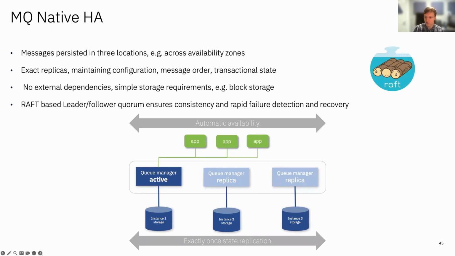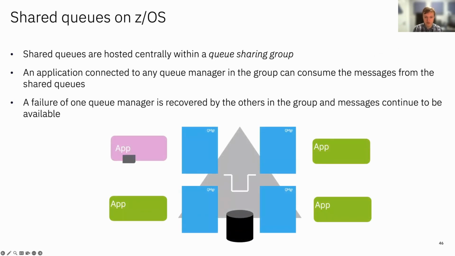On the other side, if you're operating on z/OS on the mainframe, we have the concept of shared queues. All your queue managers host shared queues within a queue sharing group, and any application connected to any queue manager in the queue sharing group can consume a message from these shared queues. So it doesn't matter if you connect to queue manager A, B, C, D, you're still going to be able to get the same message off the queue. And if one queue manager fails, it's not a big deal in that the workload is recovered by the others, in that they can all access the same messages.